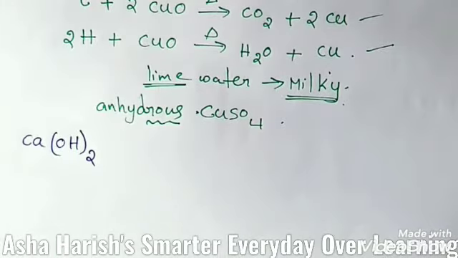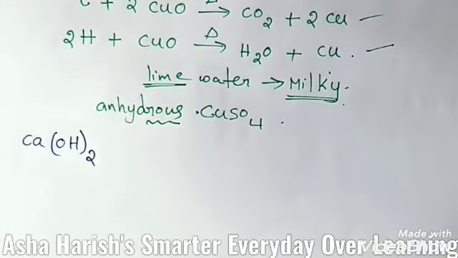It is basic in nature. To this, if you add CO2, carbon dioxide, what should you get here? CaCO3, calcium carbonate, that is the milkiness, plus H2O as the co-product. If you add some carbon dioxide to this lime water, calcium carbonate will form along with a water molecule.